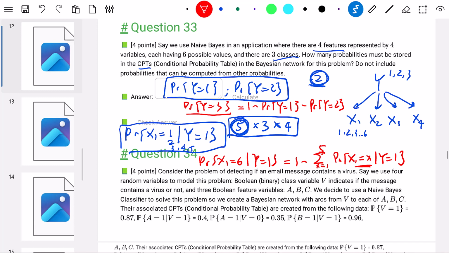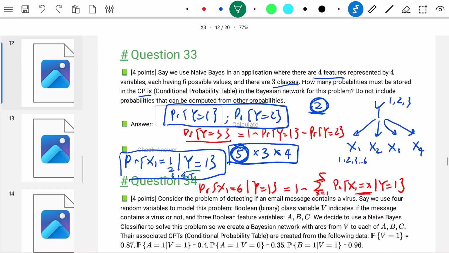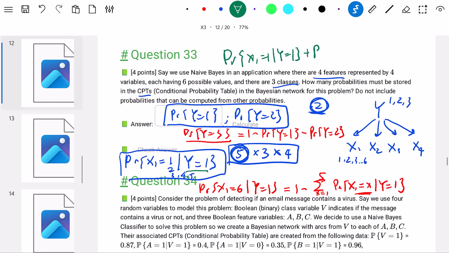One thing we need to be specifically careful about is, can we compute the probabilities given Y is 3 from those given Y is 1 and Y is 2? So the question is, would the probability of x1 is 1 given Y is 1, plus the probability of x1 is 1 given Y is 2, plus the probability of x1 is 1 given Y is 3 sum up to 1? If so, we don't need to store anything given Y is 3. And the answer is no.